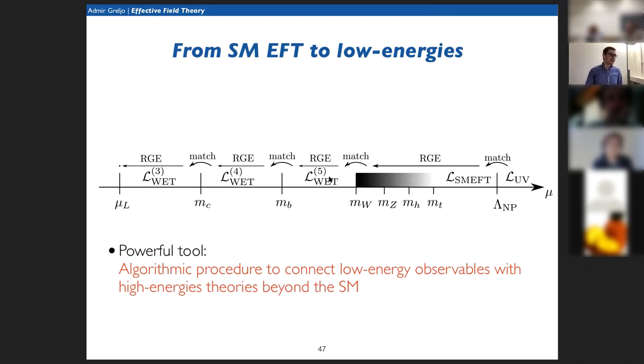So effective field theory is a very powerful tool. There is a procedure to connect low energy observables with high energy UV theories beyond the standard model. If you are working on beyond the standard model physics, in particular phenomenology, you really have to learn how this tool works. There is a matching of a UV theory onto SMEFT, then a renormalization group running, then matching onto the weak effective theory, etc. There are these steps of running and matching. So, for example, if you want to connect some B meson decays to your UV theory, you have to know how to use this tool of effective theory.